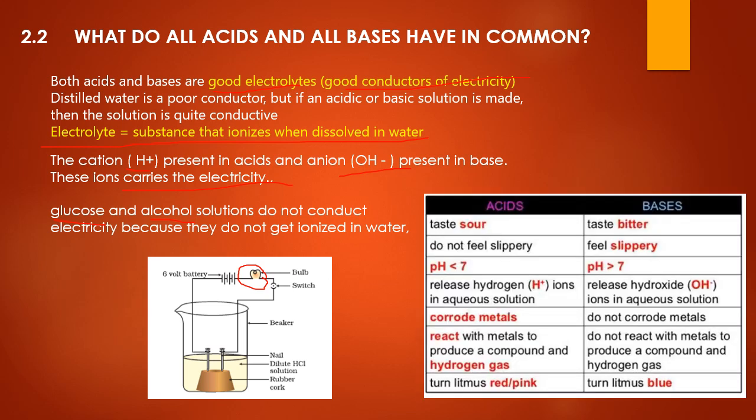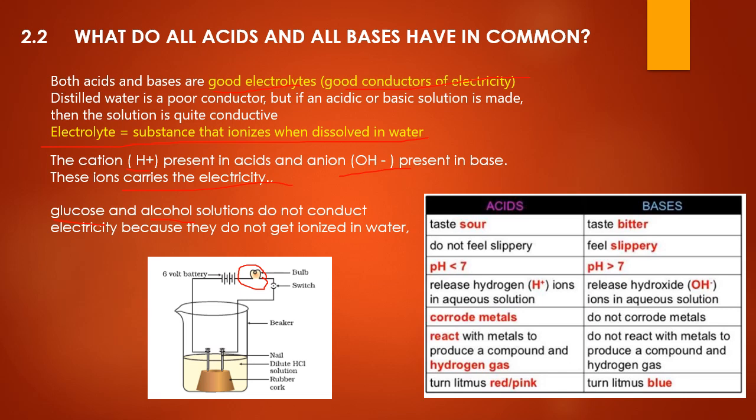Here is the comparison of the properties of acid and base. Acids are sour in taste while bases are bitter. Bases are slippery, like soap. Acids are not. The pH value of acids is less than 7. The pH value of bases is more than 7.